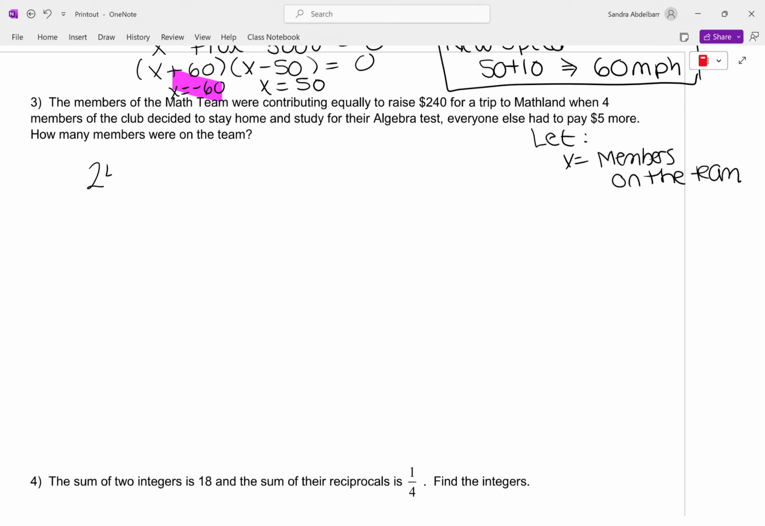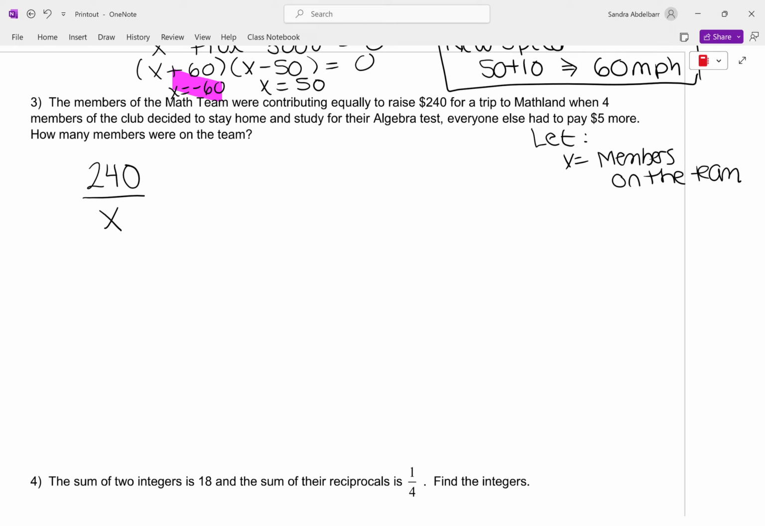So initially they were going to take that $240 and split it evenly between the members of the math team. Do we agree? So we're going to take the $240 and divide it by x. And this is how much each student was going to pay. If there were 5 students, it'd be $240 divided by 5. So they were originally going to take the 240 divided by however many students were in the group.